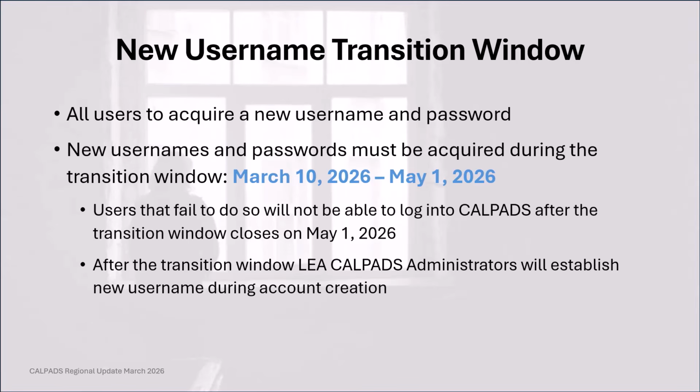Users that fail to acquire new usernames and passwords will not be able to log into CALPADS after the transition window closes on May 1st. After the transition window closes, CALPADS administrators will establish new usernames for users during their account creation process.